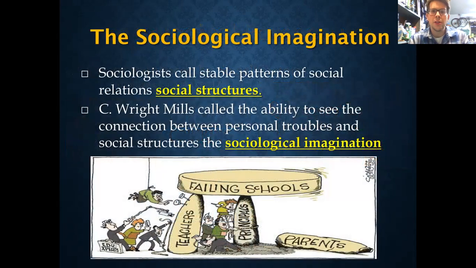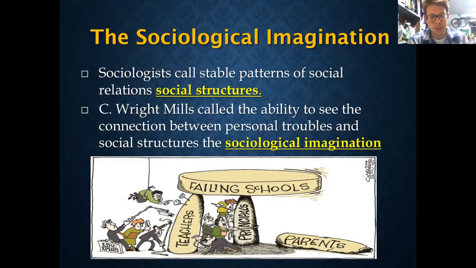All right, sociological imagination. Sociologists call stable patterns of social relationships social structures. So this is something that we're going to spend a lot of time on. There are a lot of social structures, and we want to make sure that we understand them very clearly. And so we're going to be looking at a lot of different social structures. You have this little picture down here on the bottom, this cartoon. And so we have a couple of different social structures, and we are holding up this idea up here at the top.